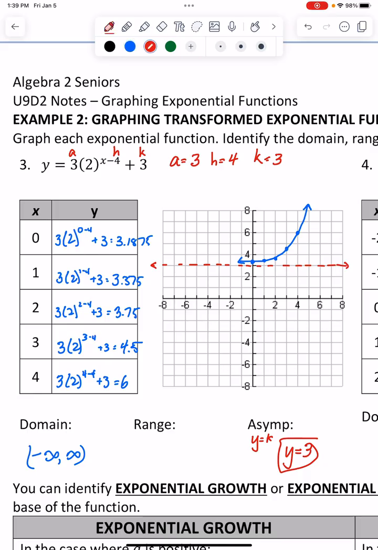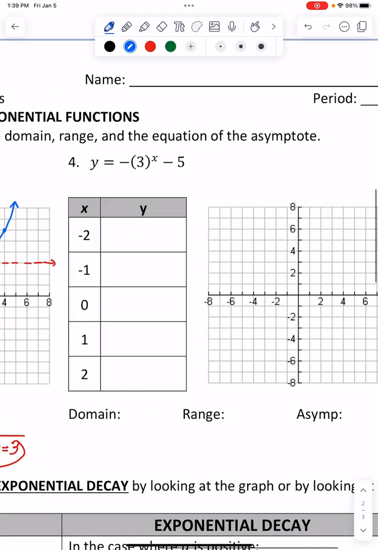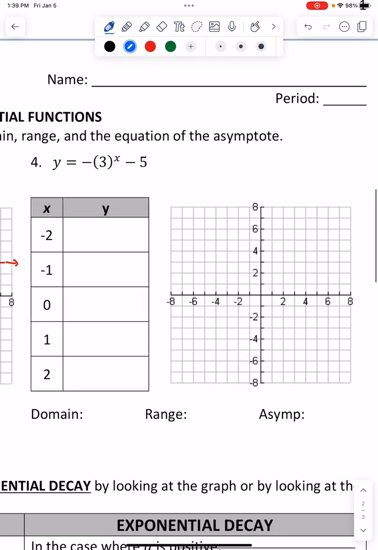So the lowest this thing's going to go is it's going to get really, really close to 3, but it's never going to actually touch 3. So we say it gets really close to 3, but it doesn't actually touch it, so we put parentheses there, and then it's going up towards positive infinity. Okay? So that's what we're working with there. Same thing for 4, right?